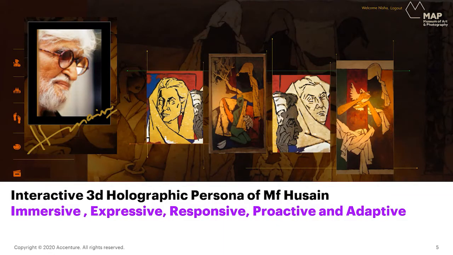At the museum, we have created a digital persona of none other than the legendary artist M.F. Hussain himself. And why did we choose Hussain? Because he was an internationally known Indian artist with over 40,000 paintings and many civilian awards. This persona which we have created is not just a face, but a living character in itself, wherein the visitors can talk to the 3D holographic projection of the digital Hussain and can learn about his art and artworks. The entire experience is established to be immersive, expressive, responsive, proactive, and adaptive.